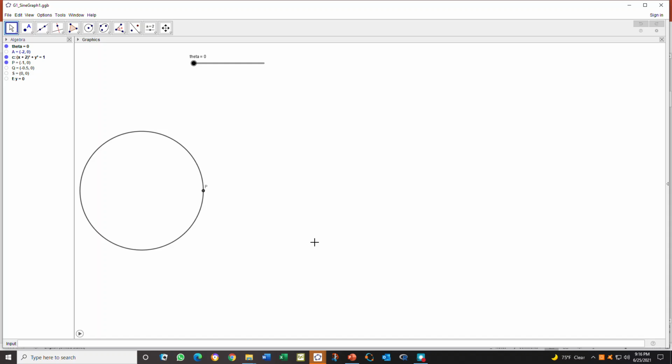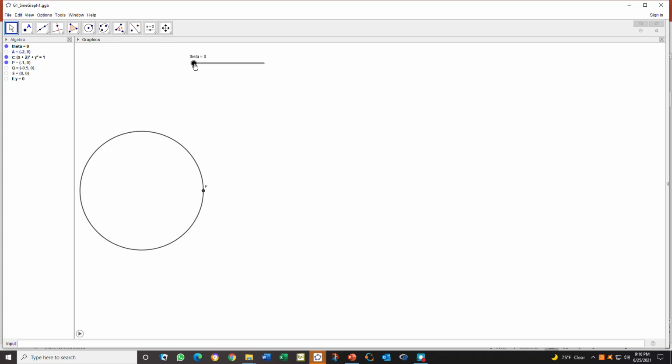I have a circle whose radius is 1 unit, and I have a point P located here. And basically, I can increase theta. This is what is called a slider. So I created a slider for theta, and I'm changing it from 0 to 2 pi. Okay, I'm giving you so many details right now. Let me run this and then talk about all the details.